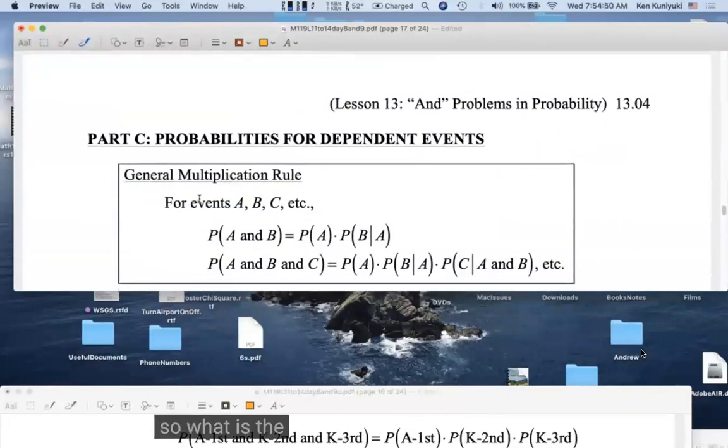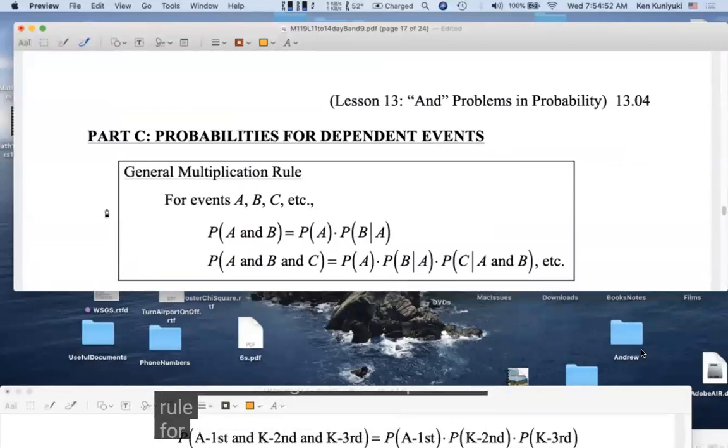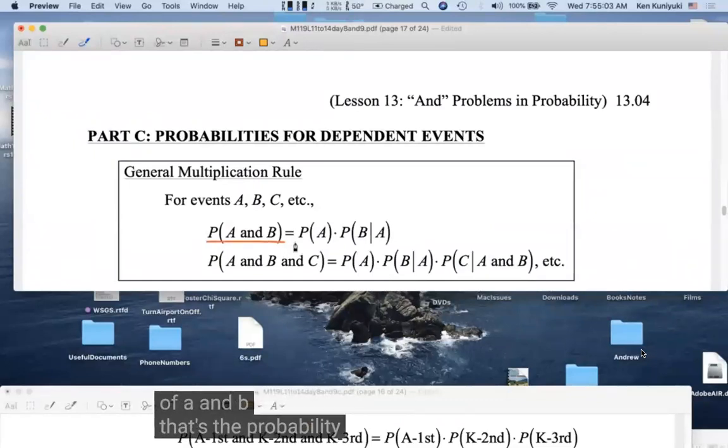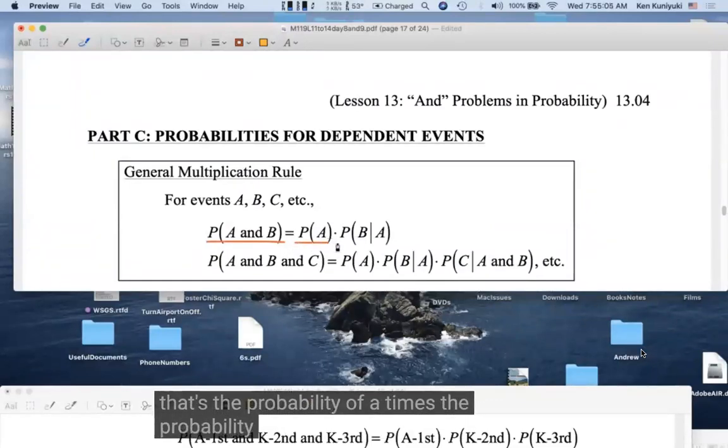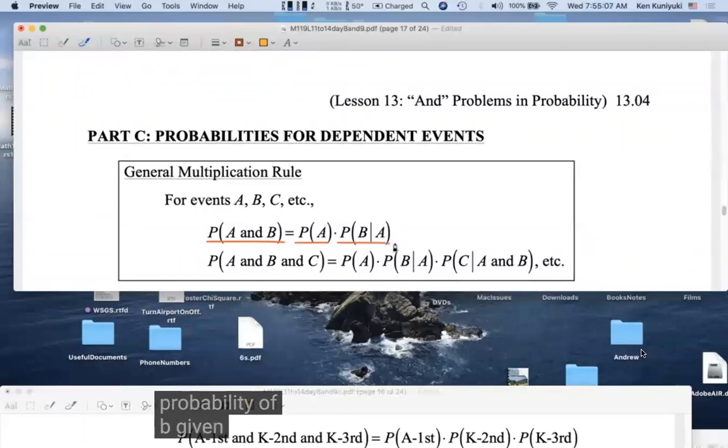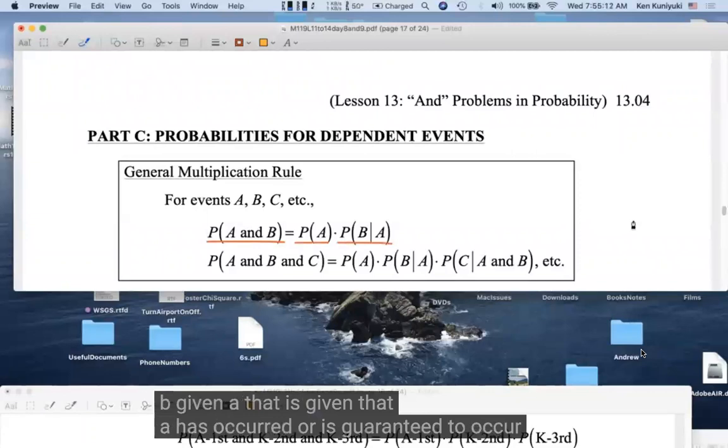So what is the general multiplication rule for the probabilities of and? The probability of A and B, that's the probability of A times the probability of B given A. That is, given that A has occurred or is guaranteed to occur.